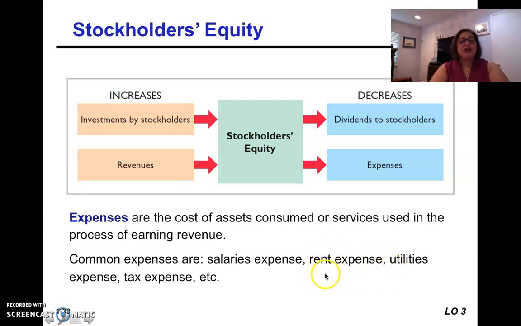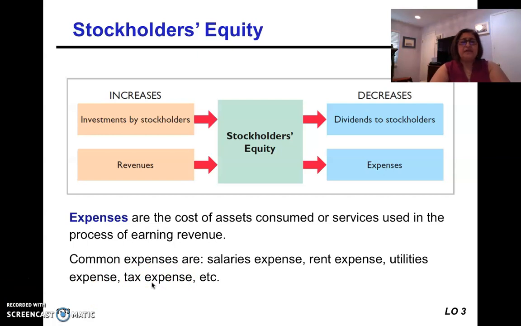Rent is using the service of the landlord, the space, and utilities, as I mentioned, PG&E and water. Those become utilities expense. Tax expense is what we have to pay to the IRS. It reduces our assets and generates an expense of running the business.